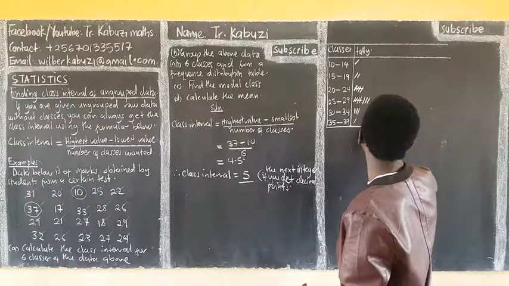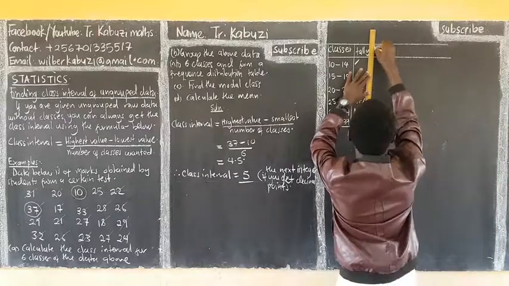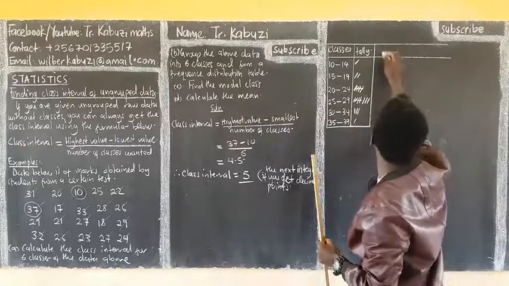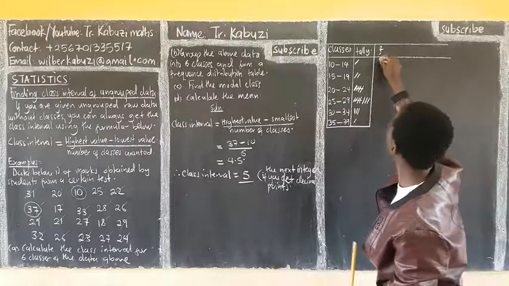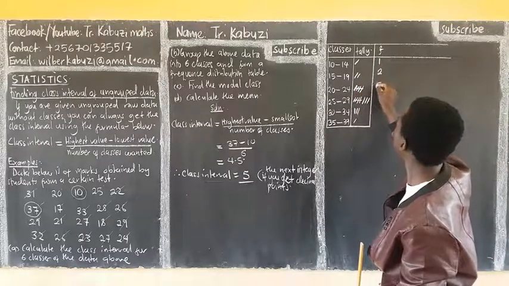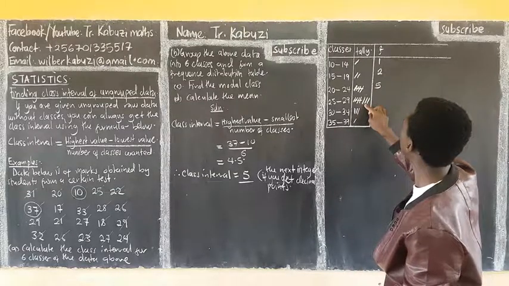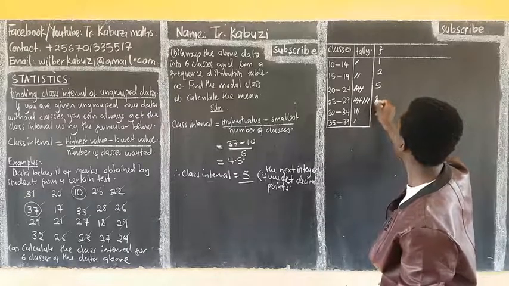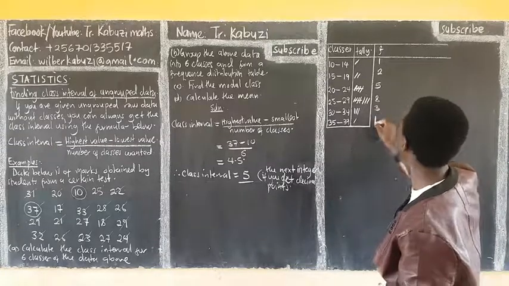So after doing that, you count those. Let me use a simple name, the sticks. Now the sticks, when you count them, they are going to give us our frequency. So this one is going to be 1. These are 2. These are 5. These are 5 plus 3, that will give us 8. These are 3. And then this is going to give us a 1.